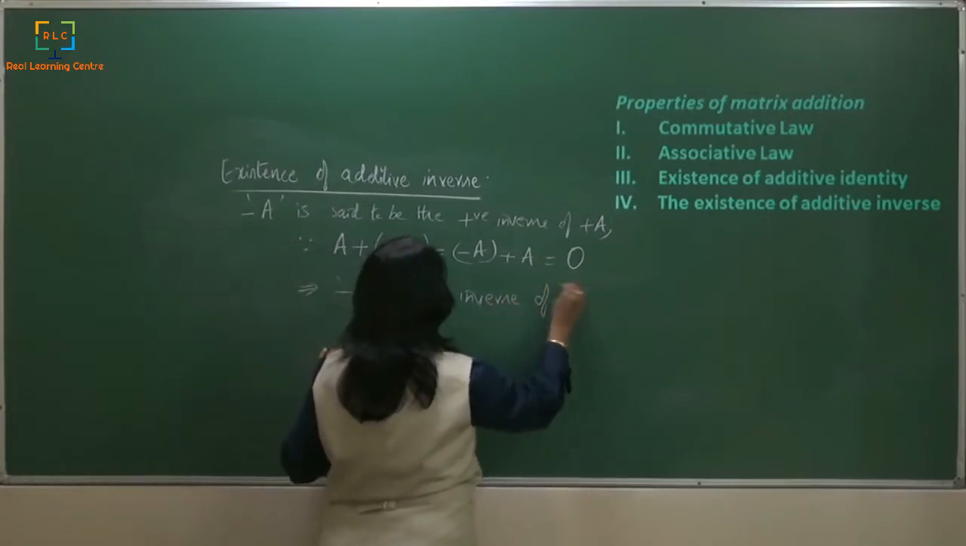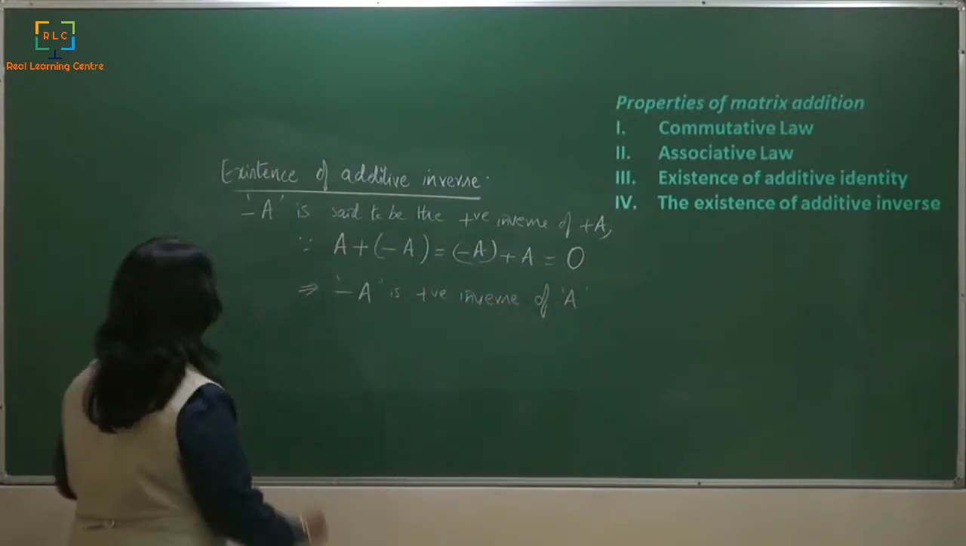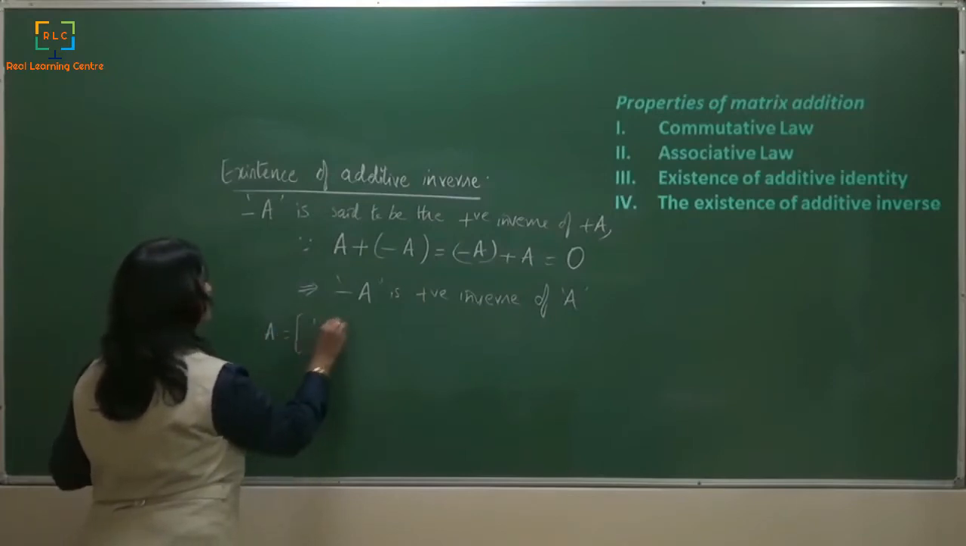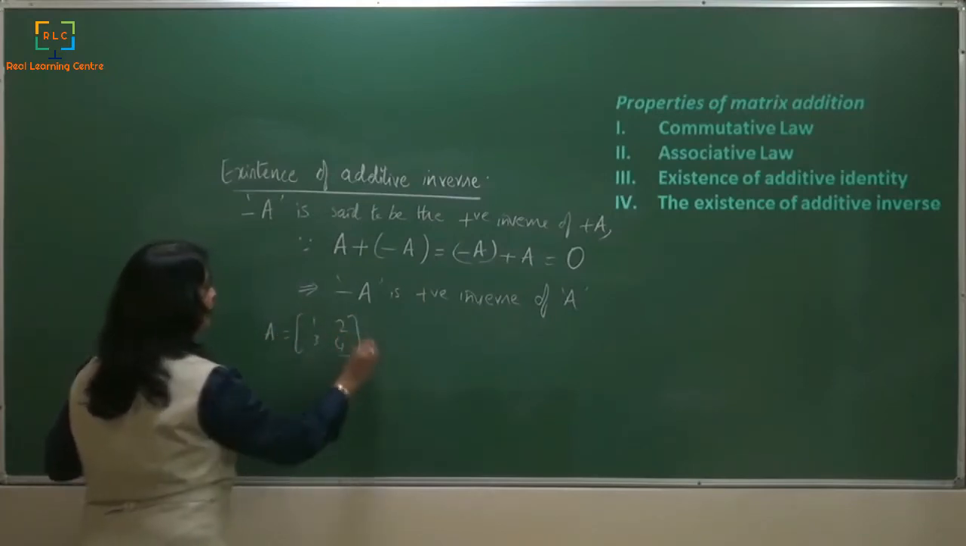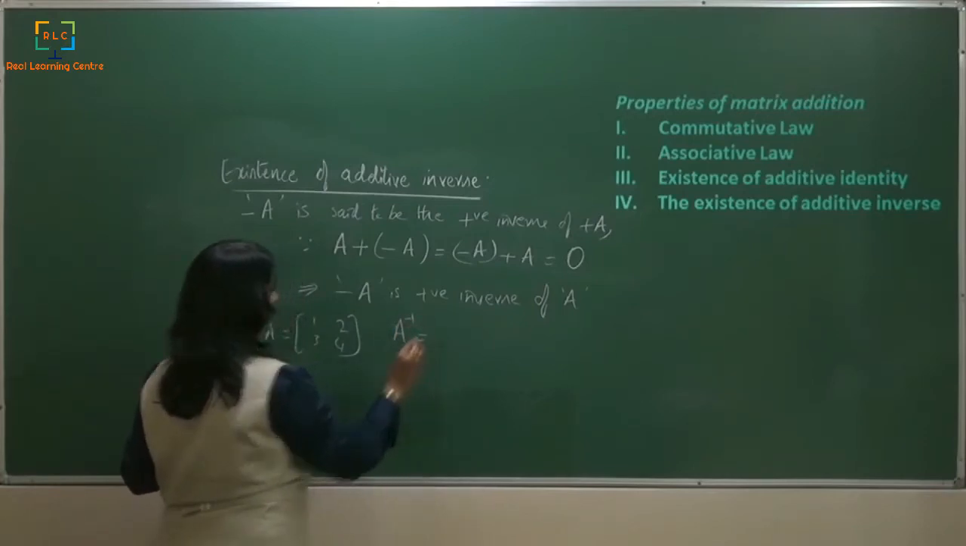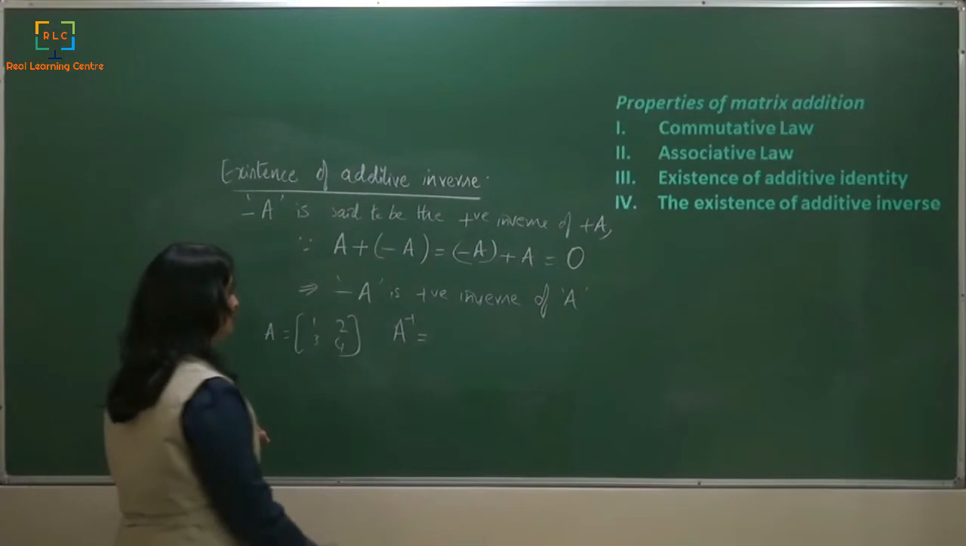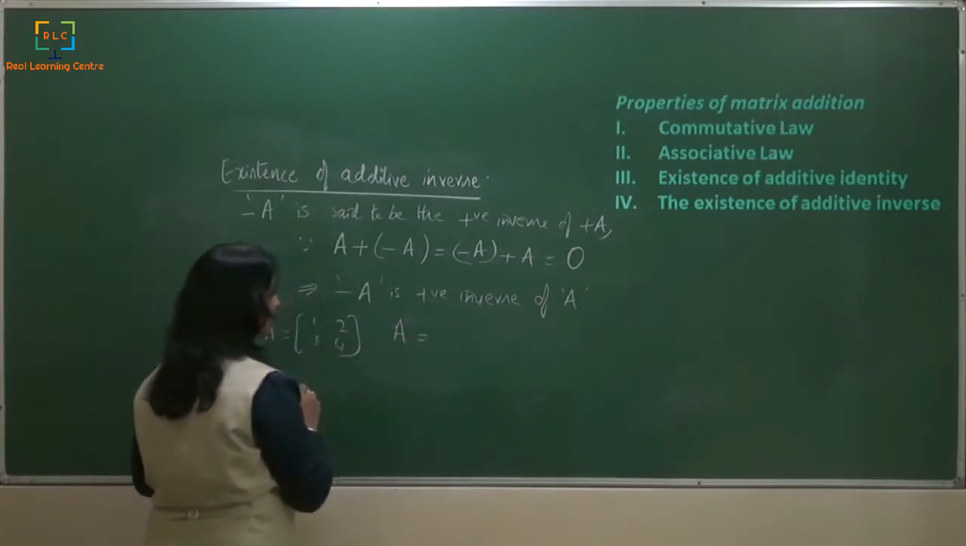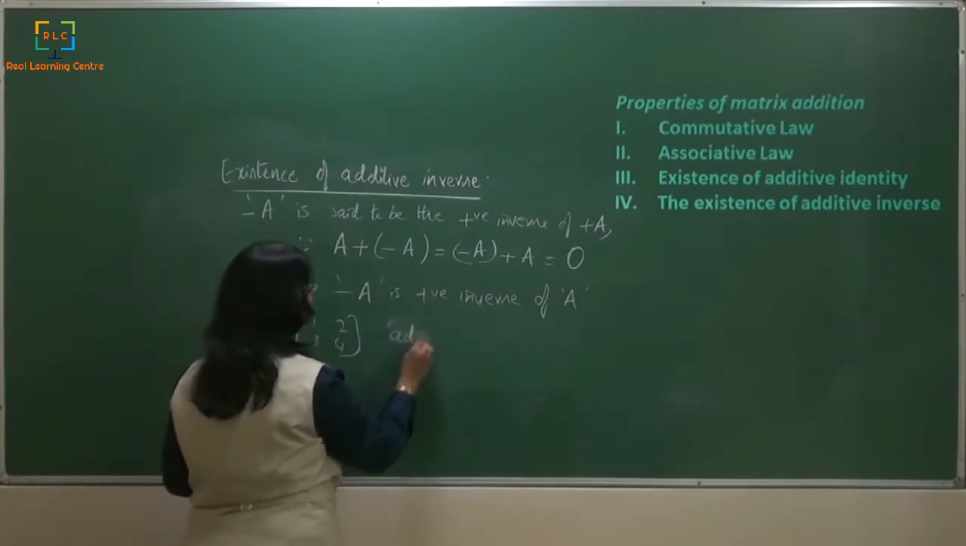So this implies minus A is additive inverse of plus A. So now I'll go for second order simple matrix, say 1, 2, 3, 4. Now what should you add with this? What is the inverse of this? Additive inverse of this will be equal to, let me not write A inverse, I'll write additive inverse of A.